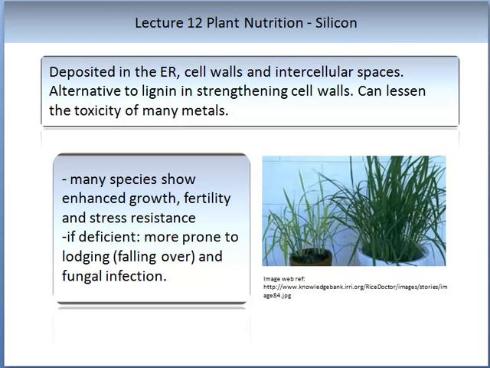Silicon is deposited in the ER, in cell walls and intracellular spaces. It is used by plants as an alternative to lignin in strengthening cell walls and has an important functional component for the plant. It can lessen the toxicity of many metals. Many species show enhanced growth, fertility and stress resistance. If silicon is deficient, the plant is more prone to lodging and falling over, and to fungal infections.